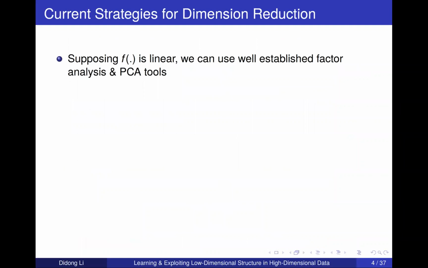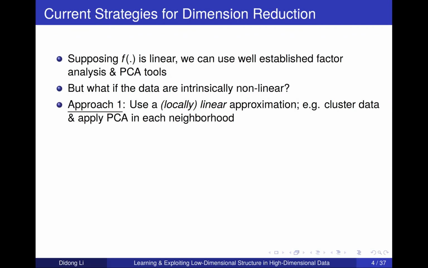If f is linear, then we have well-established factor analysis and PCA tools. But in most real data sets, f is highly nonlinear. And there are multiple approaches when f is nonlinear. For example, approach one is that we can use a locally linear approximation. We can cluster the data into a lot of local pieces, and within each local neighborhood, we can apply a linear method like PCA. The motivation is that a manifold can be approximated locally by its tangent space, and this linear method just helps you find the best tangent space.